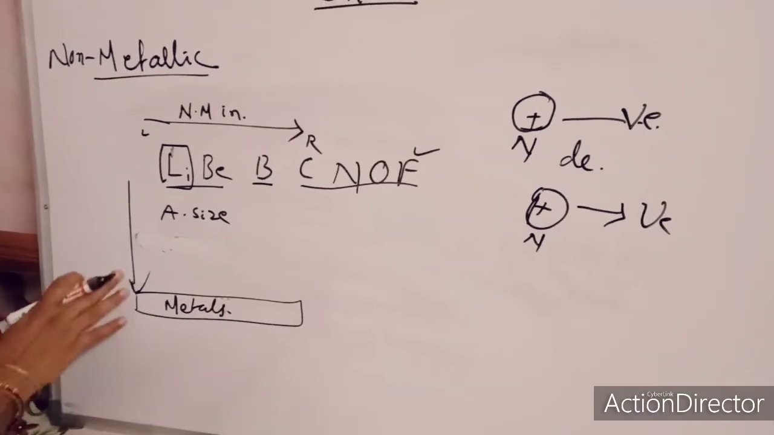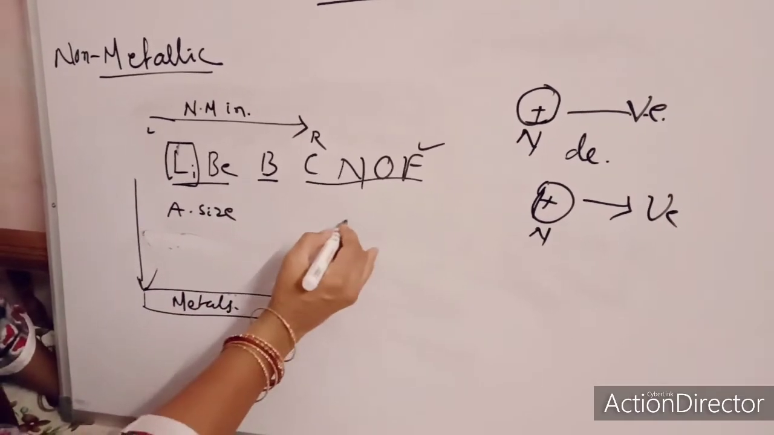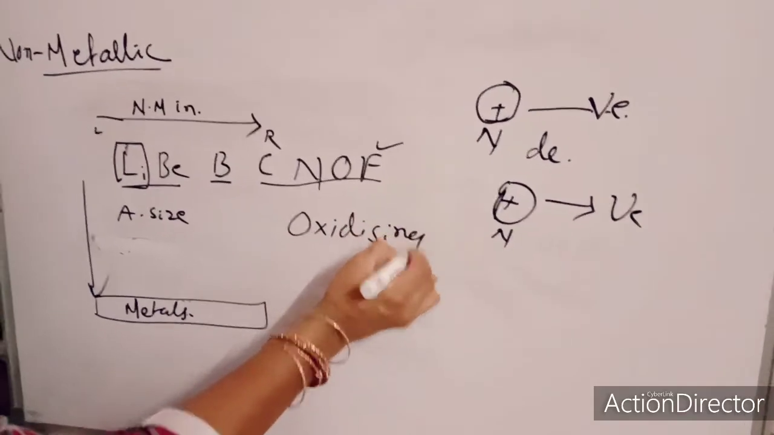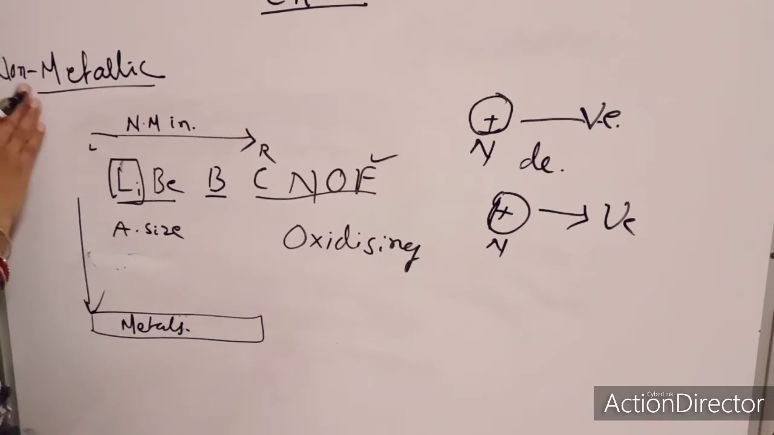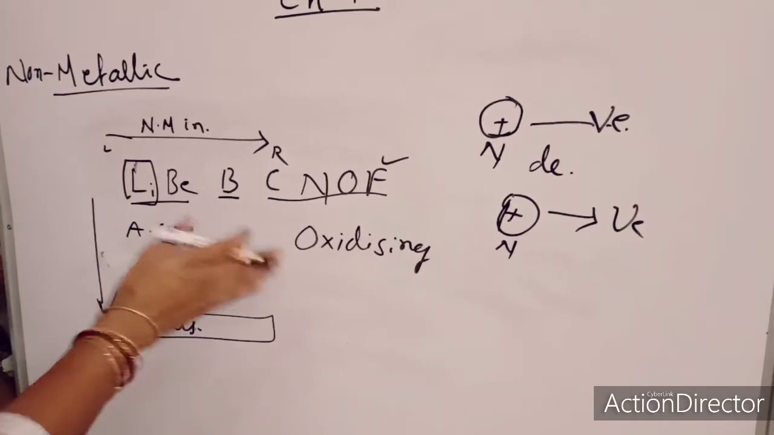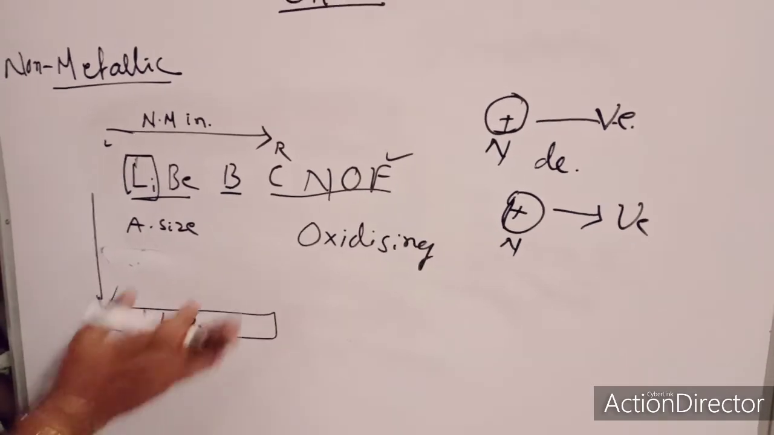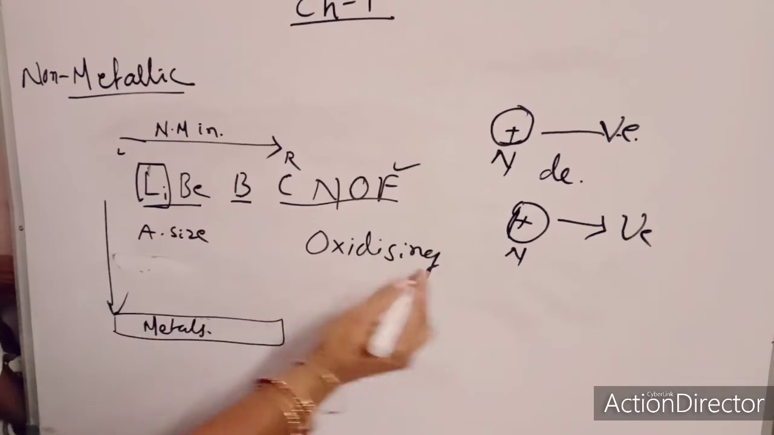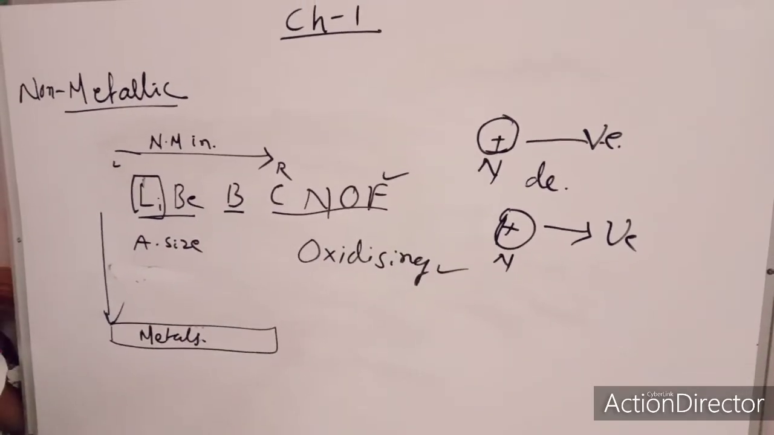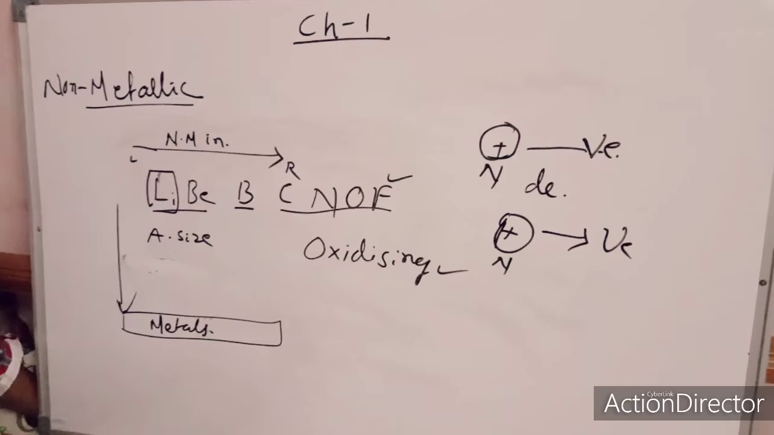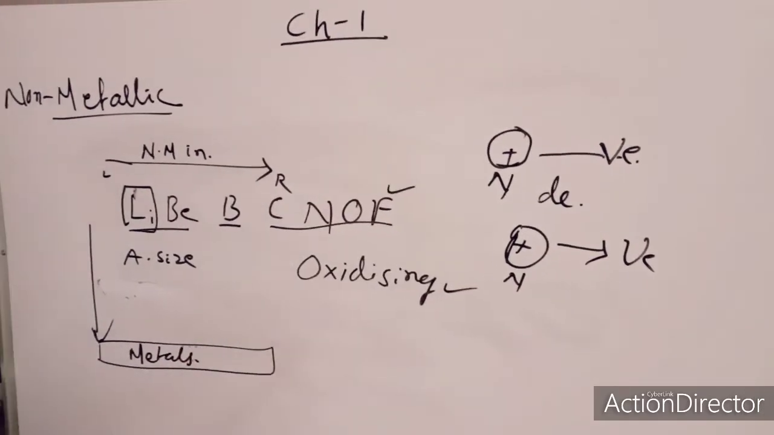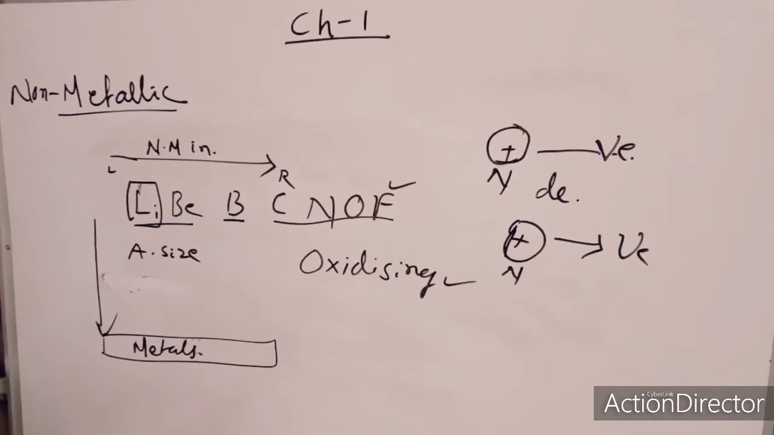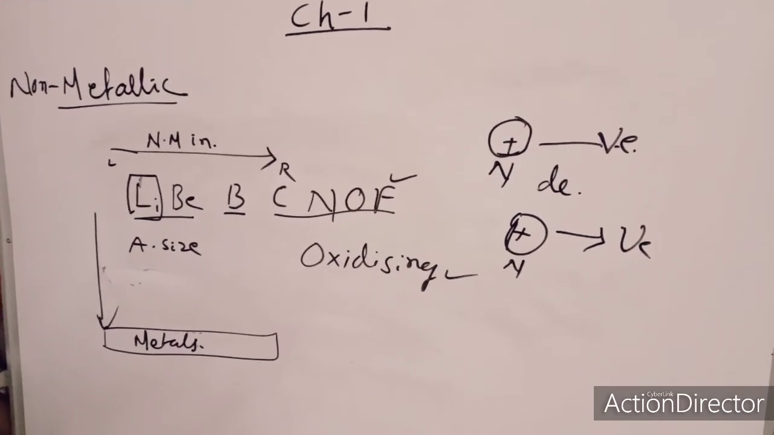Again, this is related to the oxidizing property also. Metallic character is related to the reducing property, and non-metallic character is related to the oxidizing property. Elements that are good non-metals have a good oxidizing property. That means they are good oxidizing agents. So your halogens are good oxidizing agents. Again I am repeating, halogens are good oxidizing agents.